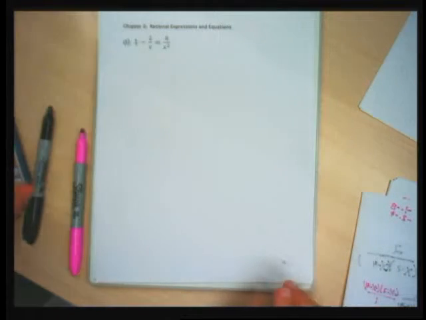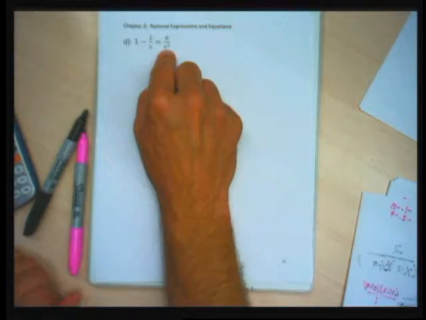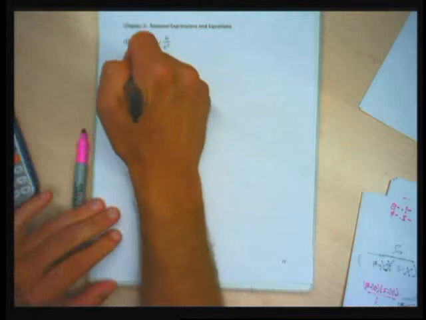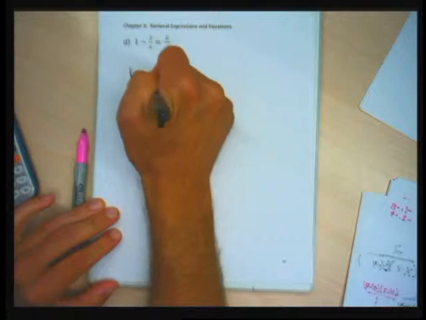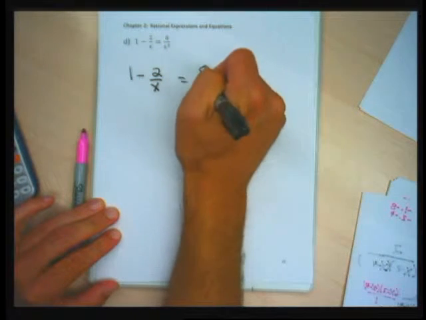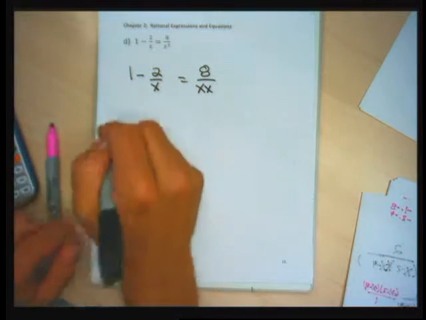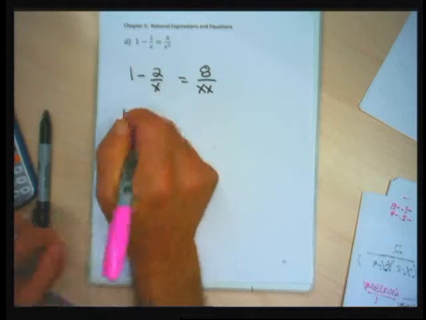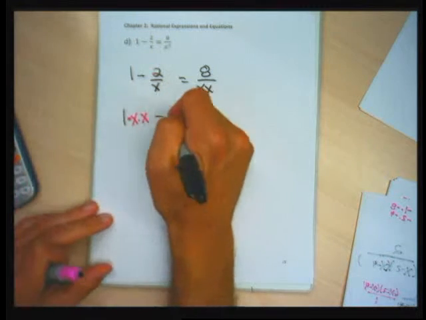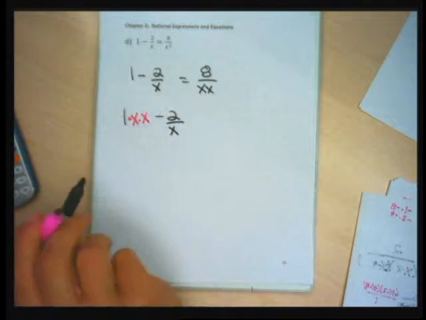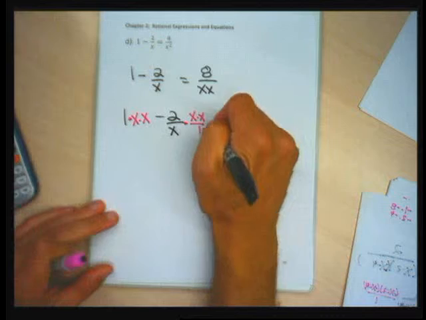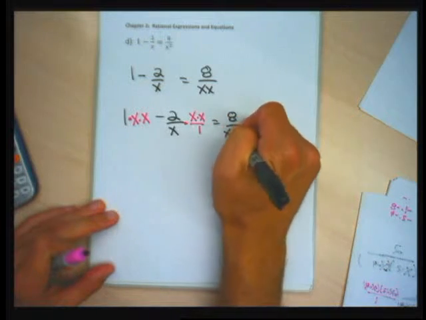Ugh, boy, it's a long review. I need to multiply by 2x's to get rid of that, 1x to get rid of that. Let me rewrite this problem as 1 minus 2 over x equals 8 over 2x's. And what I'm going to multiply by are 2x's over 1. For the first one, I don't need to multiply by the fraction because it's not a fraction. But for my other fractions, I'm going to clear the fractions by multiplying by 2x's over 1.